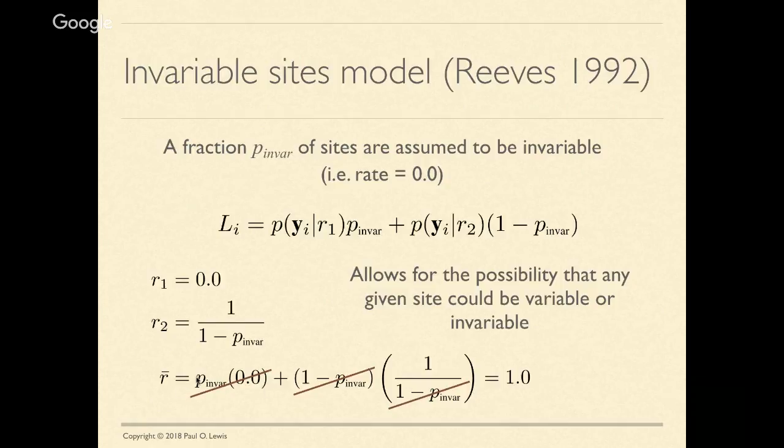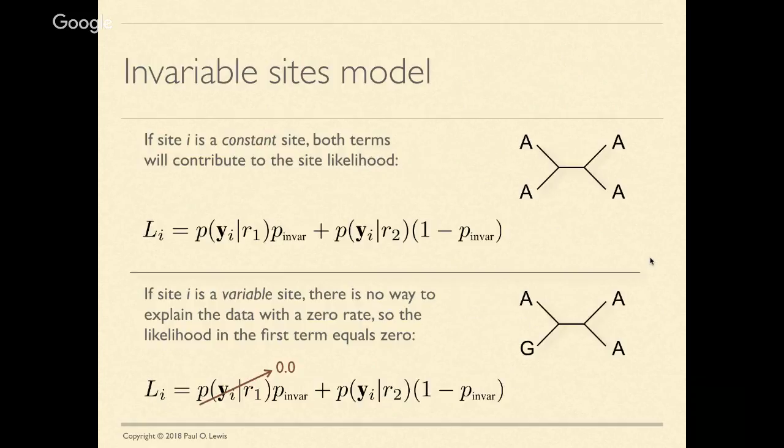This just shows you that indeed the mean rate is 1.0 if you use these particular R1 and R2 values. So it allows for the possibility that any given site could be variable or invariable. But the downside is that it assumes that all the variable sites are evolving at the same rate. So this is good for a crude way of doing rate heterogeneity, where you have a lot of sites that are under very strong stabilizing selection and don't change at all, so they're basically constant sites, and then some sites change rather quickly.